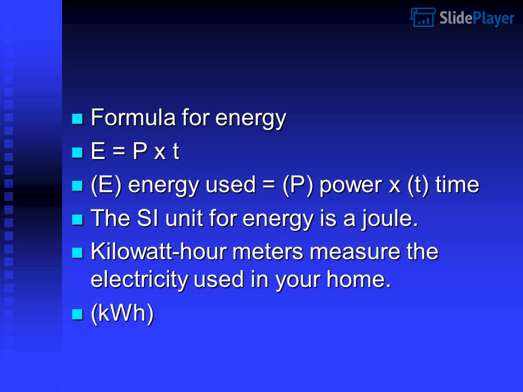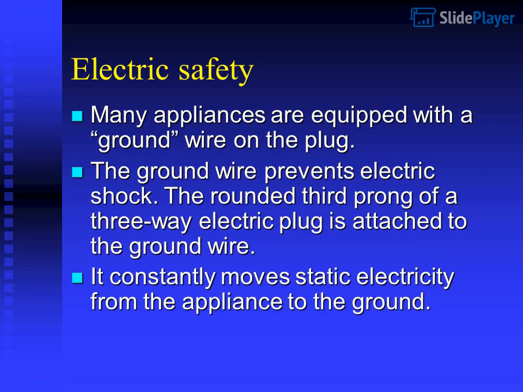kWh. Electric safety. Many appliances are equipped with a ground wire on the plug. The ground wire prevents electric shock. The rounded third prong of a three-prong electric plug is attached to the ground wire. It constantly moves static electricity from the appliance to the ground.